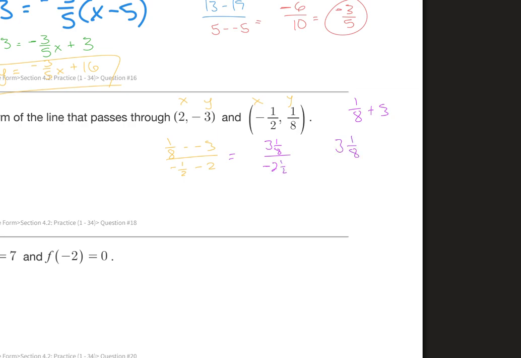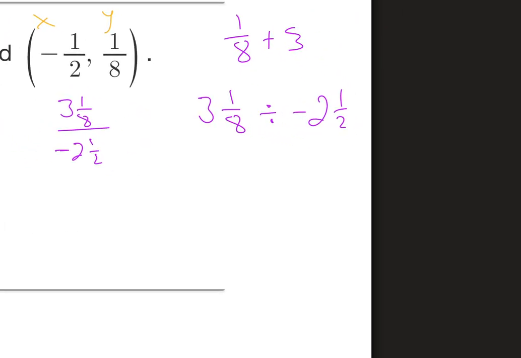Well, if you are rusty on dividing by fractions, one thing I do is I'm not about to mess with mixed numbers like this. I'm going to convert them to improper fractions. So this becomes 25/8. If you're not sure how that happened, 8 times 3 is 24. 24 plus 1 is 25, and 25/8 because it's still eighths. This one is about to become 2 times 2 is 4. 4 plus 1 is 5/2. And it is negative. We are still dividing.